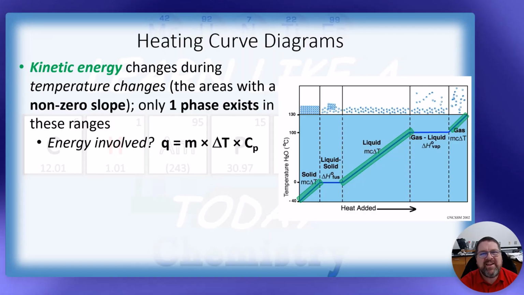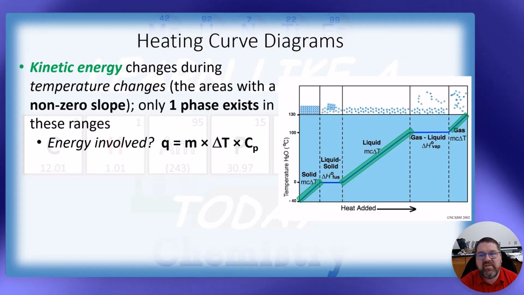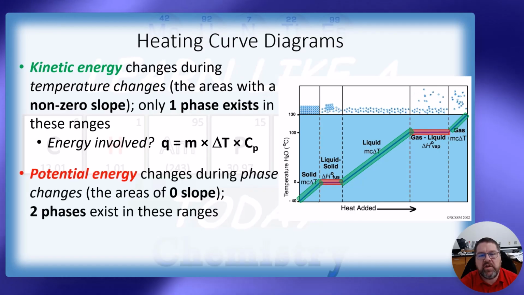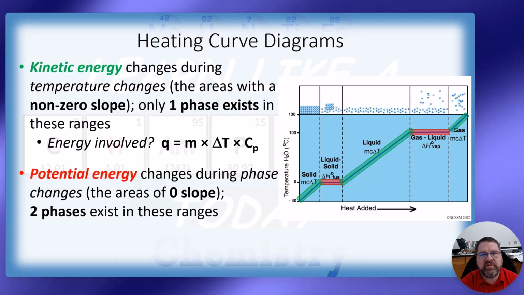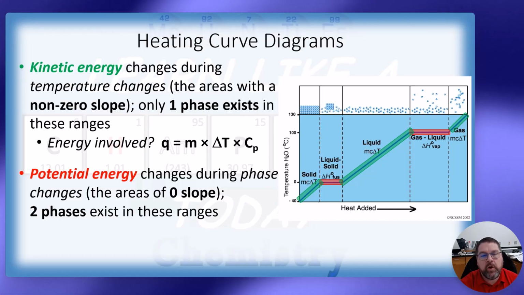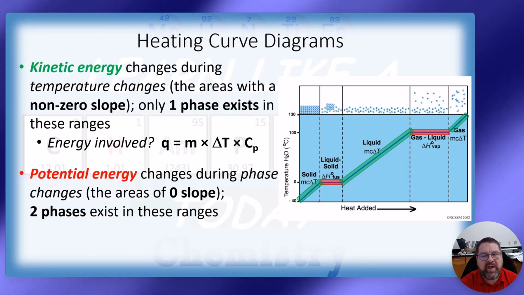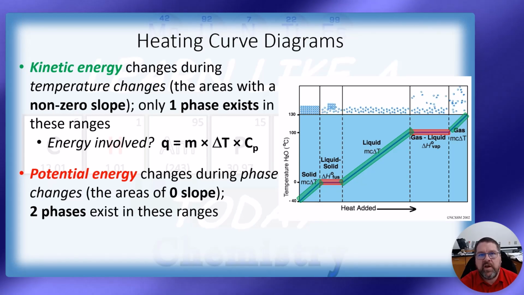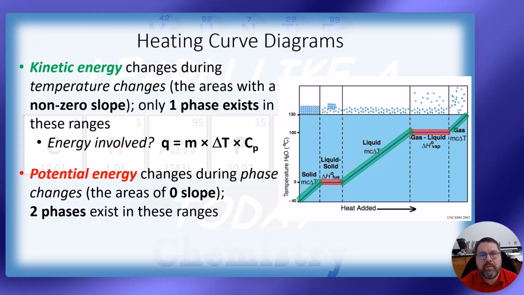So when we are adding energy and we are at a phase change, again, the temperature plateaus, right? The temperature does not change. And so these are the flat areas, or the plateaus as I refer to them, where there's zero slope. And it's in these areas where we have the transition between states occurring. So there's actually two phases that are present at the same time.